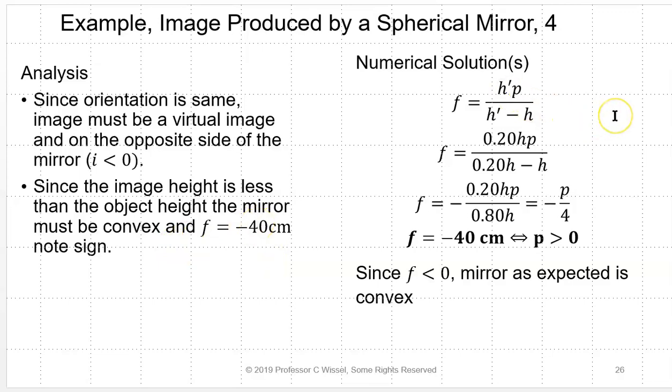So now it just becomes a matter of plugging numbers in. We know that f equals h prime p over h prime minus h. We plug in 0.20 h for h prime, ditto for this. Cancel out some terms we don't need. And we wind up that f is minus p over 4. So f is minus 40 centimeters for a p that's greater than 0. Since f is less than 0, the mirror is convex as expected.